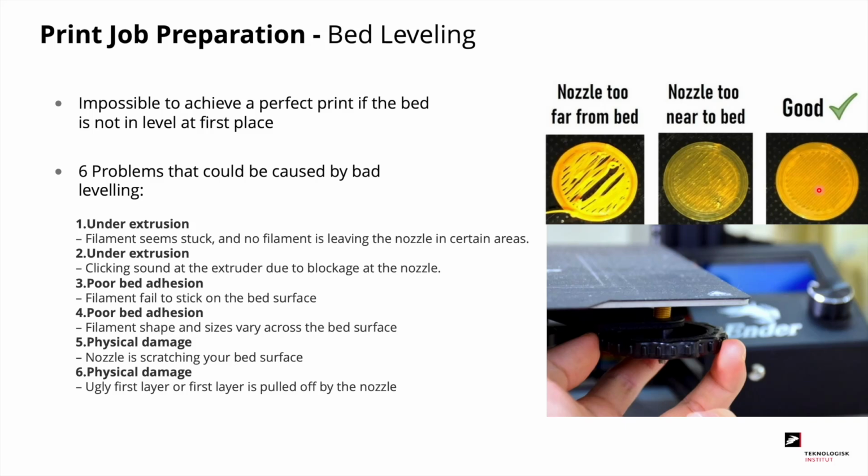Below you can see some of the problems that can be caused by bad bed leveling. For example, you can have under extrusion, where it seems that the nozzle is clogged and not enough filament gets out because you're too close to the build platform. Also, you can have poor adhesion if you're too far away from the build platform, and if you're way too close, you can physically damage your print or the print bed itself.